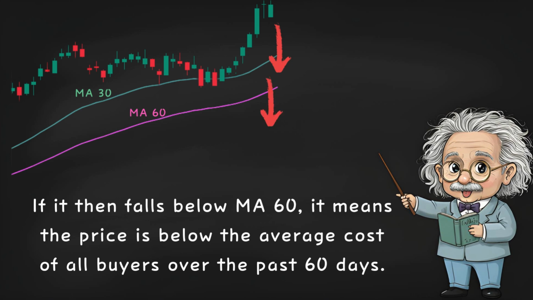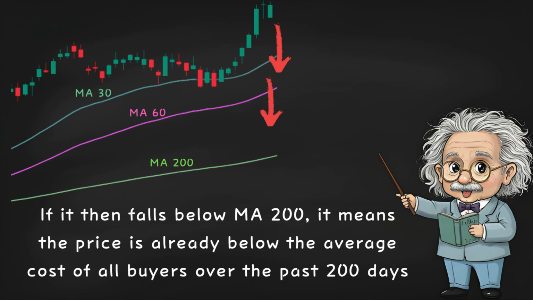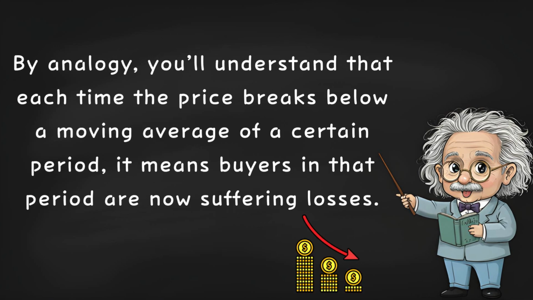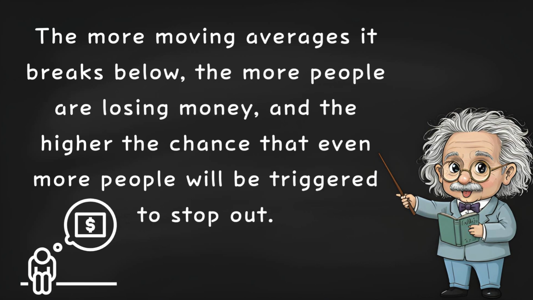If it then falls below MA60, it means the price is below the average cost of all buyers over the past 60 days. If it then falls below MA200, it means the price is already below the average cost of all buyers over the past 200 days, which means many people are losing money. By analogy, you'll understand that each time the price breaks below a moving average of a certain period, it means buyers in that period are now suffering losses. The more moving averages it breaks below, the more people are losing money, and the higher the chance that even more people will be triggered to stop out.